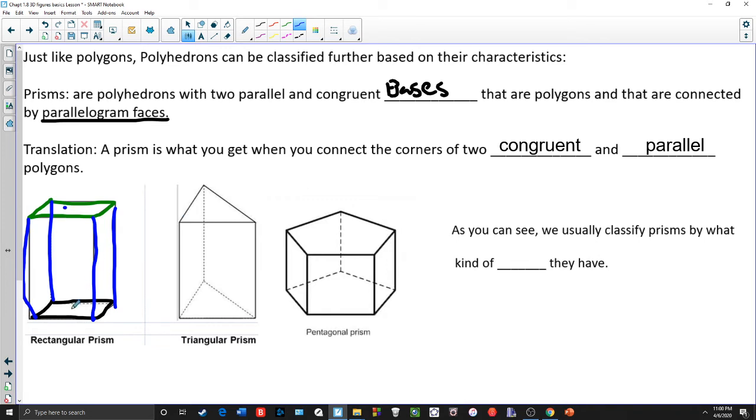Two parallel polygons that are congruent. So these rectangles have the same base and height. They're exact copies of each other. They're parallel because they would never intersect. As long as this one stays up here and this one stays down here, the way they're arranged, they would never intersect. And therefore it makes a prism. Triangular prism, same way. You have a triangle on top, parallel to the triangle on bottom, and then you connect their corners and you get your triangular prism.